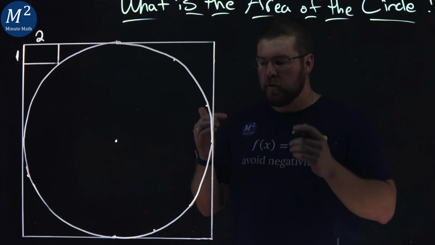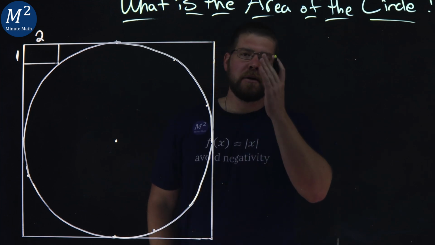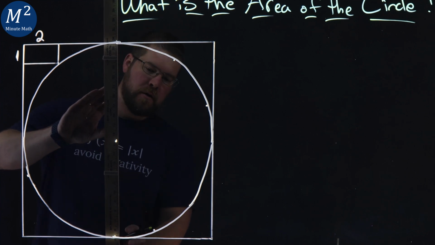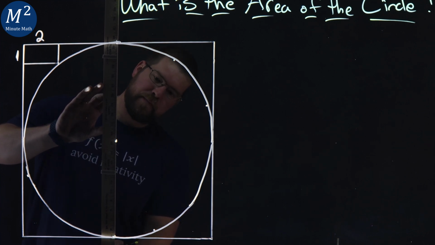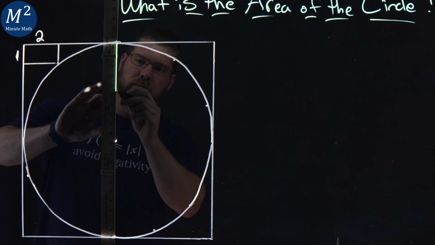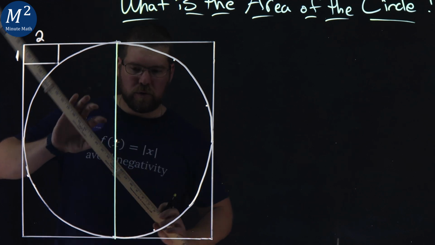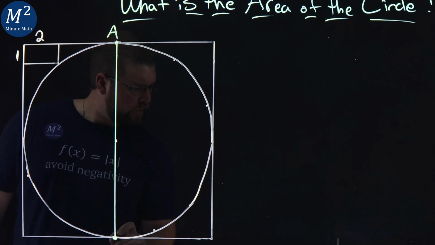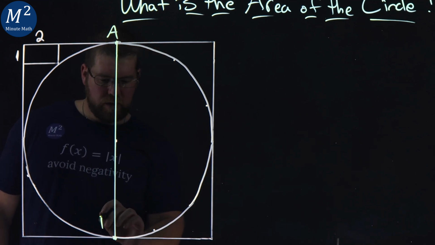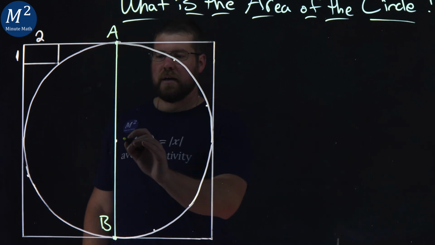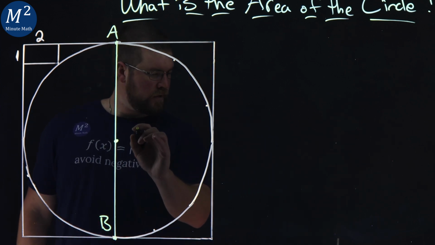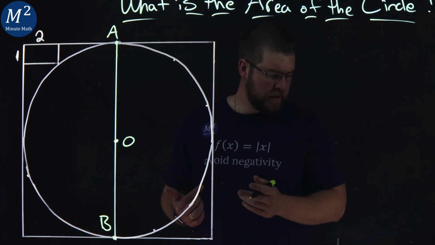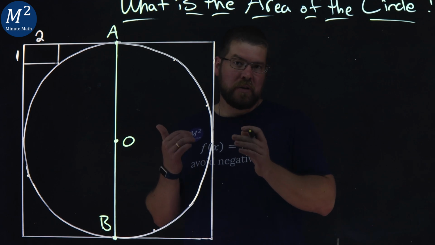Okay? So first things first, I'm going to draw a vertical diameter. A vertical diameter perfectly through the circle. So go draw that here. Draw a diameter, and let's label some points. I'm going to call this one A, and this one B, right here. And the center, let's just label that O. O right here.